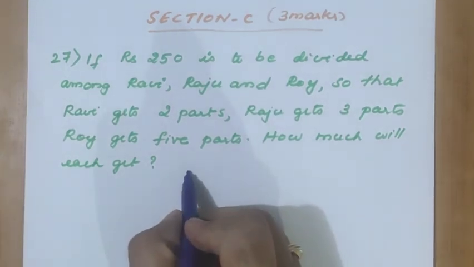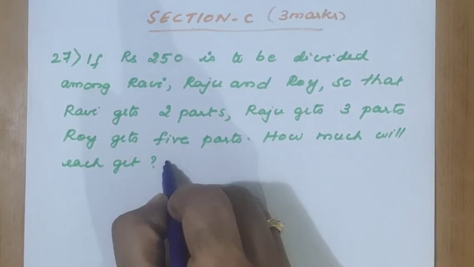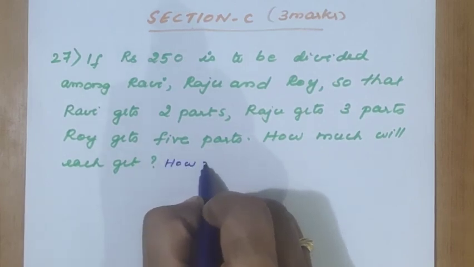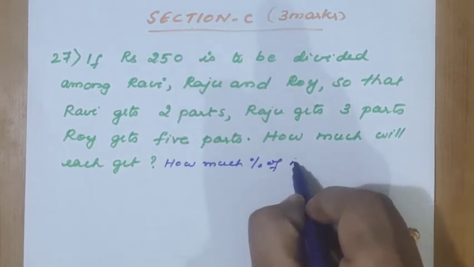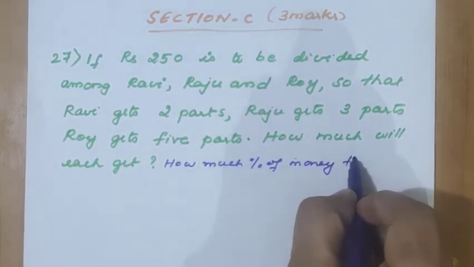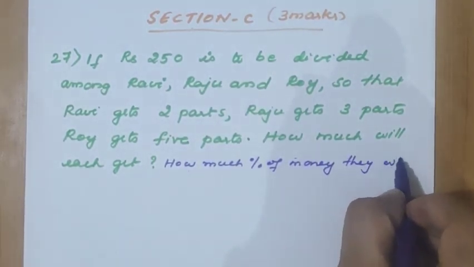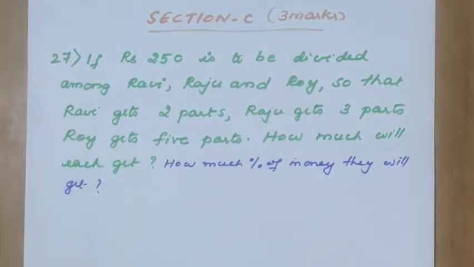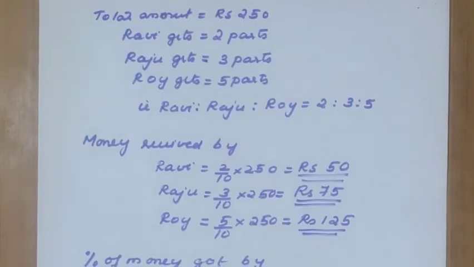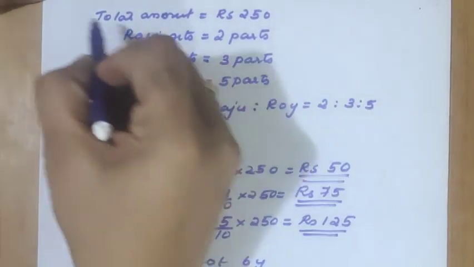Usually in this question, one more sub question will be asked: how much percentage of money they will get. Okay, now let us see the solution. So total amount equal to rupees 250.